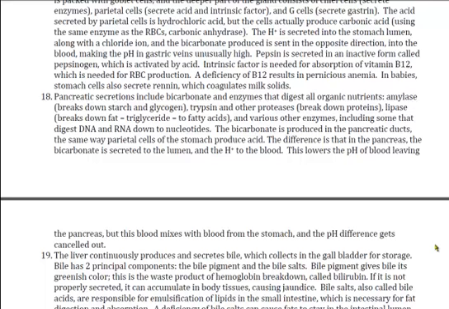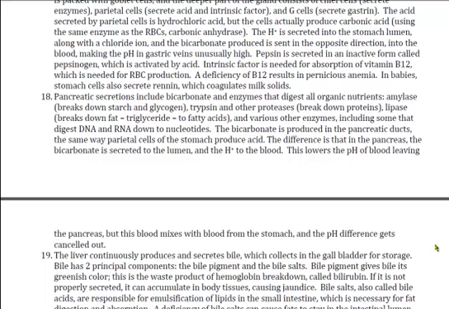Pancreatic secretions include the bicarbonate to neutralize the stomach acid and the enzymes that are going to digest all the organic nutrients, and amylase to finish polysaccharide digestion, starch and glycogen, trypsin and other proteases to break down the proteins, lipase to digest the fats or triglycerides to fatty acids, and there are a variety of other enzymes including a DNase and an RNase to break down DNA and RNA to the nucleotides.